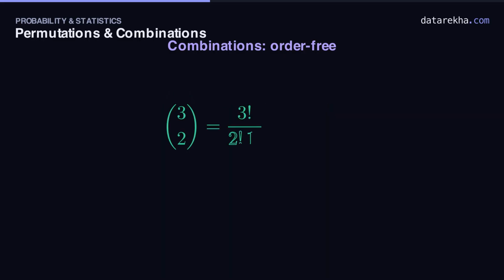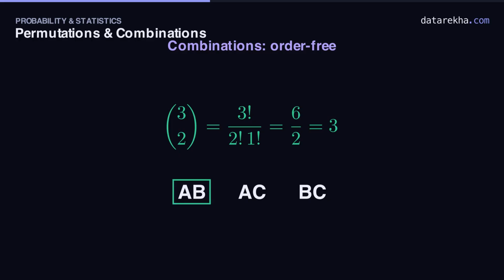Back to our 3 friends. But now the 2 sandwiches are identical, so it's pure selection. 3 choose 2 is 3 factorial over 2 factorial times 1 factorial, which is 3. Just 3 groups, A and B, A and C, B and C. Notice A and B and B and A have merged into one. Ordering the same two people no longer counts as new. Exactly what dividing by r factorial did.